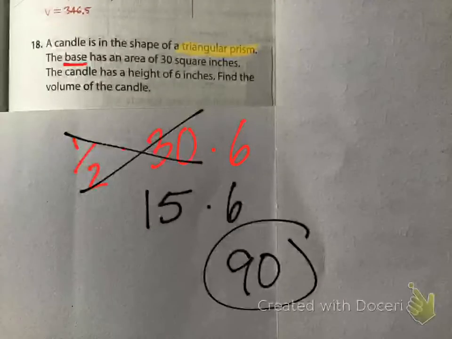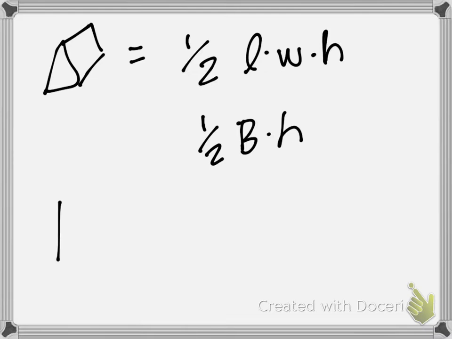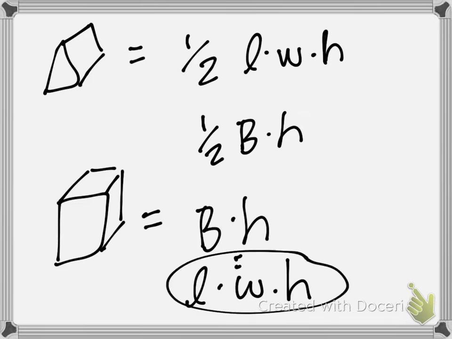So as Kyle asks, the formula for a triangular prism, so I'm making my little 3D shape, is 1/2 length times width times height. Or if the book writes it down, 1/2 base times height. For our rectangular prisms, it is just base times height, or length times width times height. Yet again, these are the same thing. I like to do it length times width times height.